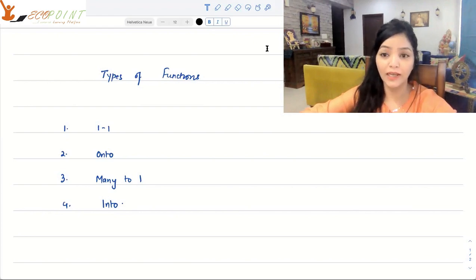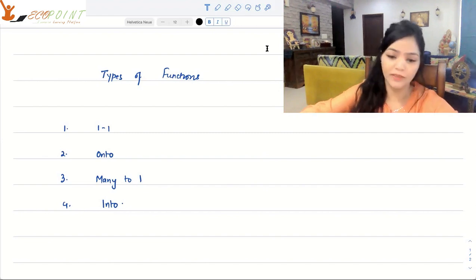So today I'm going to talk about types of functions according to the elements. What kind of functions can we have? We can have something called one-to-one functions. We can have something called onto functions. We can have many-to-one functions. We can have into functions. Let's get into the detail of what exactly each of them means.